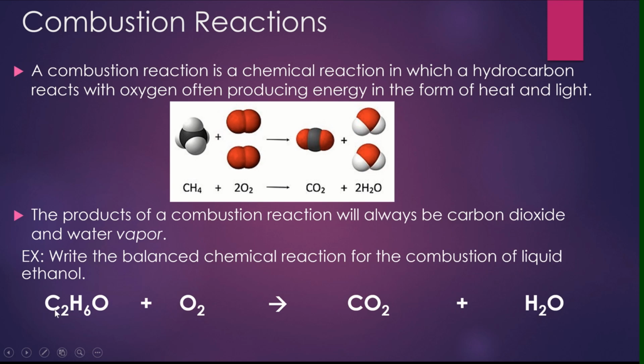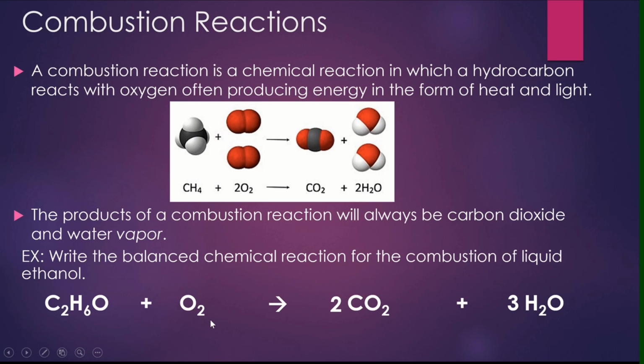I always like to start with my carbons. In this case, I have two carbons, so I'll put a 2 over here on the right-hand side. Now I've got 2 carbons and 2 carbons. I usually try to wait and do oxygen last. So the next thing I'll look at are my hydrogens. I have 6 on this side and 2 on this side. By adding a 3, now I have 6 H's and 6 H's.